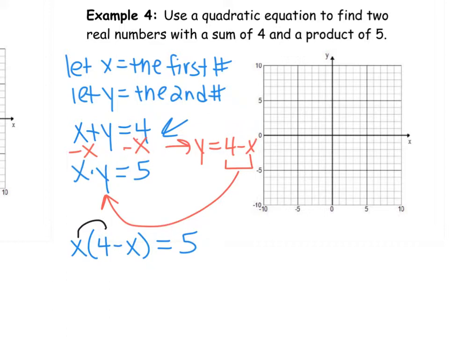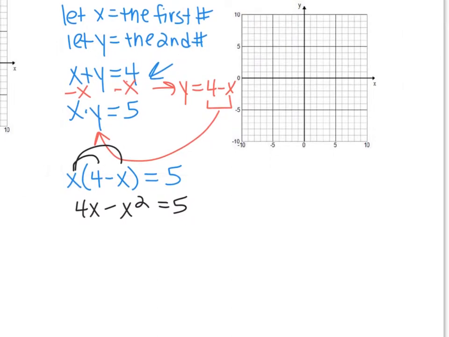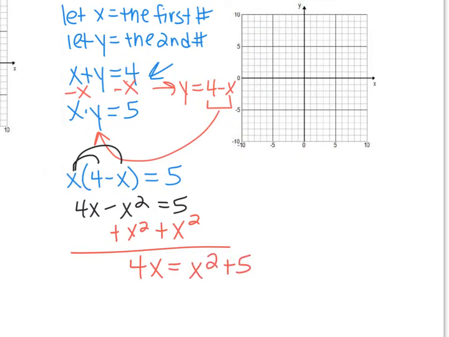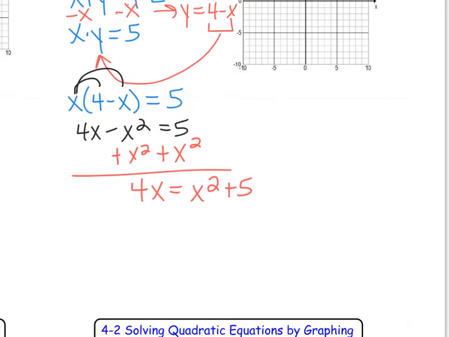So let's distribute. x times 4 is 4x, and then x times negative x is negative x squared, still equal to 5. Let's put this in standard form so that we can graph it. And I like to keep my x squareds positive, so I'm going to go ahead and take all the terms to the right side this time. So I'm going to add x squared to both sides. So I get 4x is equal to x squared plus 5, because 5 is positive. And then I'm going to subtract 4x from both sides.